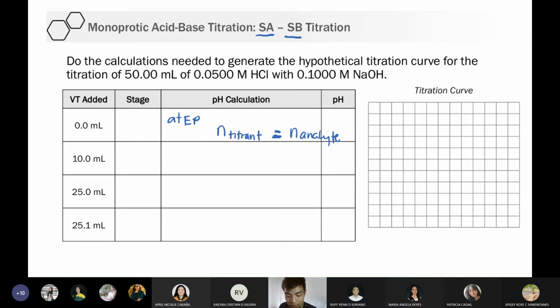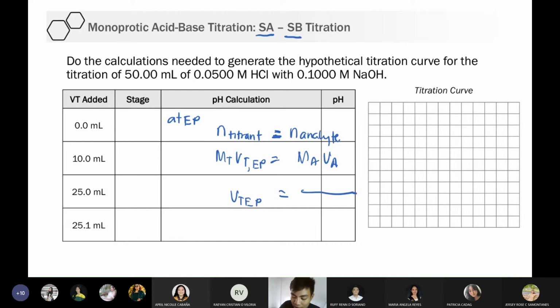Okay? Yun yung next mong gagawin. Hanapin mo yung volume of titrant at equivalence point. Mamaya malalaman natin kung bakit. Okay? Hanapin mo muna. Since parehas tong liquids, we express the mole of titrant as MTVT and mole of analyte equals MAVA. Let's be specific. Ang volume na titrant na hinahanap natin ay equivalence point, so we write VTEP. VTEP tawag namin sa kanya.